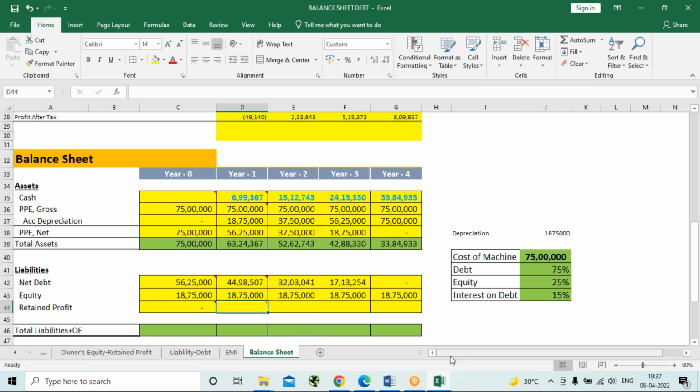From the second year onward, that is year one onwards, the earnings will start. So it will be equals to the income statement's profit after tax, that amount should be connected, plus the previous year's profit. So you have to add the current year's profit plus previous year profit. I'll repeat, equals to the current year profit, that is 2,33,843, plus the previous year profit, so it is 1,84,703.